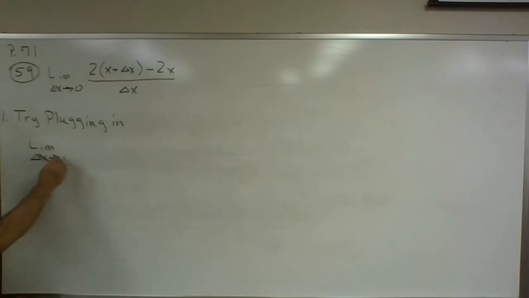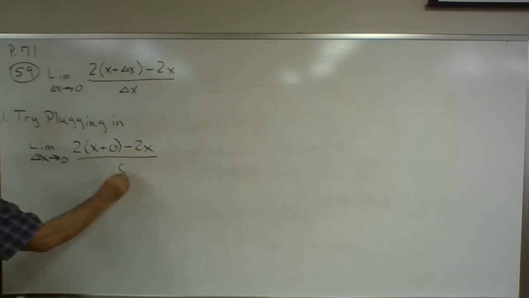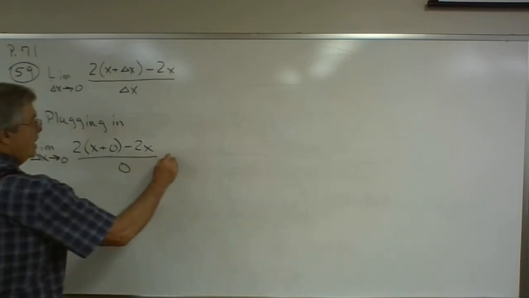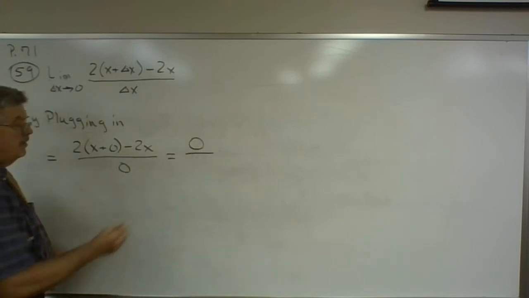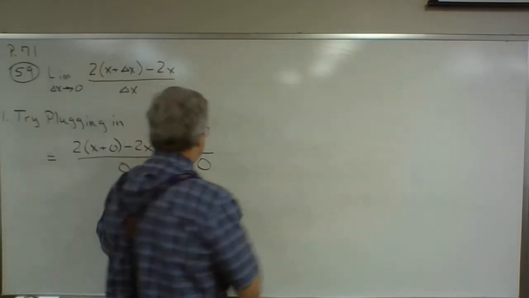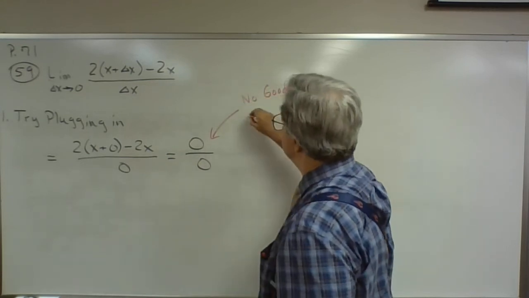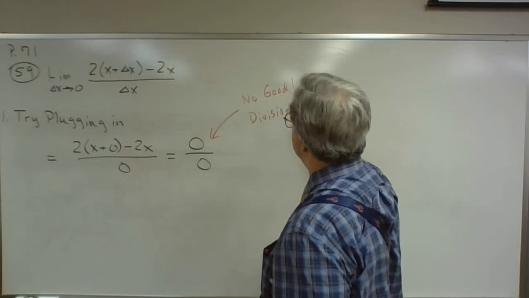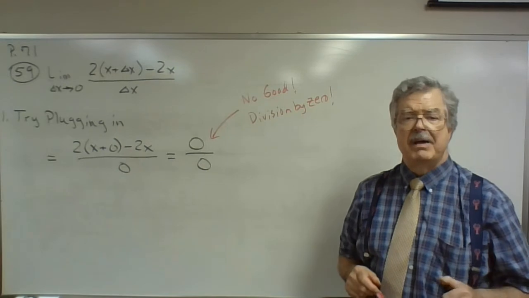Limit as delta x goes to 0 of 2x plus 0 minus 2x over 0. It's not looking good already. Whoops. I'm plugging in, so I don't need to write the limit in front. But what I have is 2x minus 2x, which is 0 on top, and 0 on the bottom. Okay, step 1 didn't work. We can't compute the limit by plugging in.